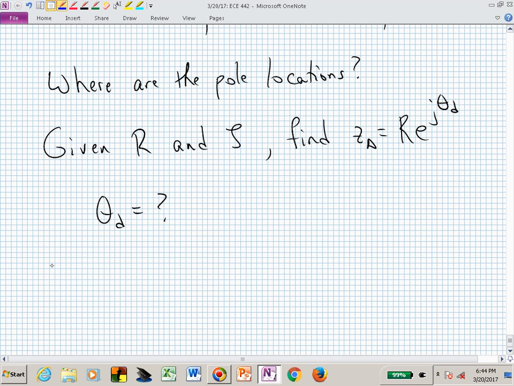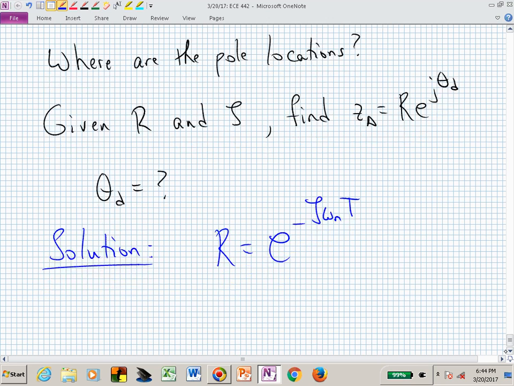Here's how we're going to do it. So that now when somebody gives you an R and they give you a zeta, they've given you a T settle, they've given you a percent overshoot, you can now try to find the z-plane locations for R and theta sub d. We know R is equal to e to the minus zeta omega sub n T, where this is our sigma.